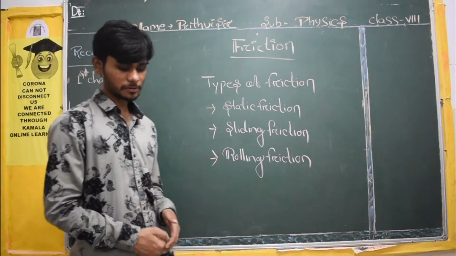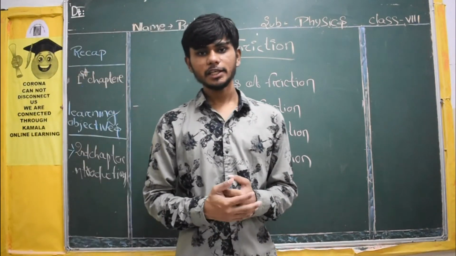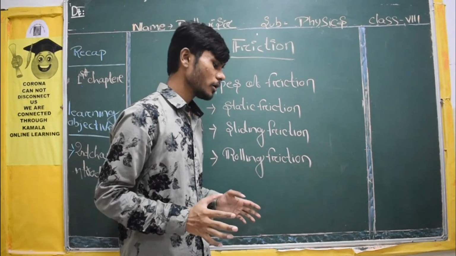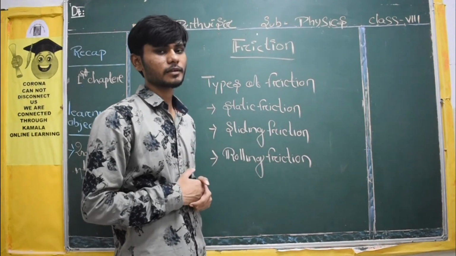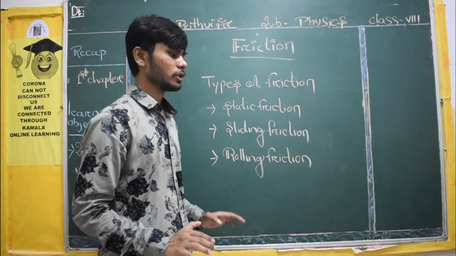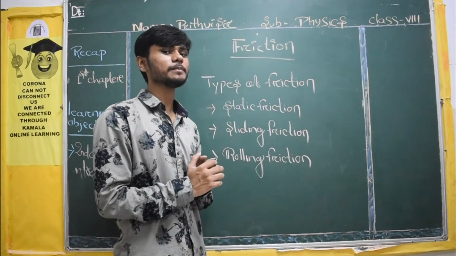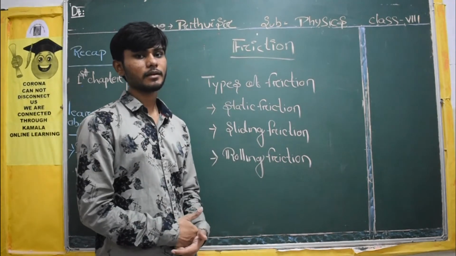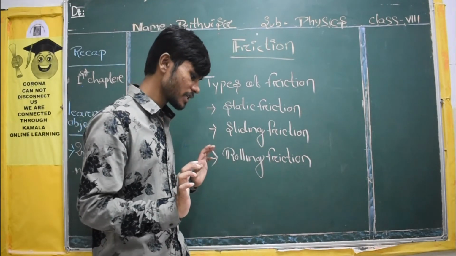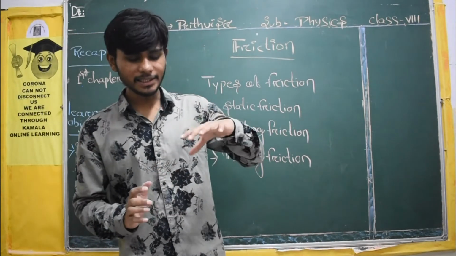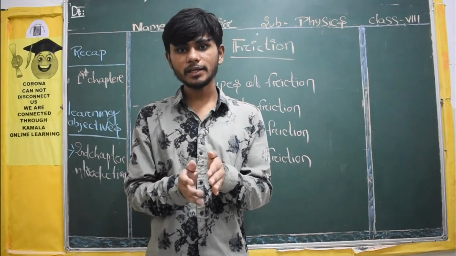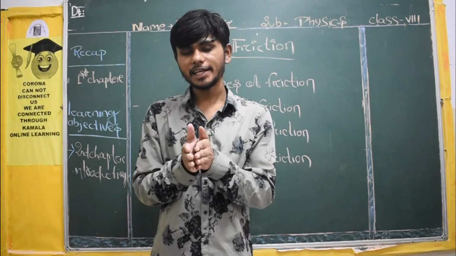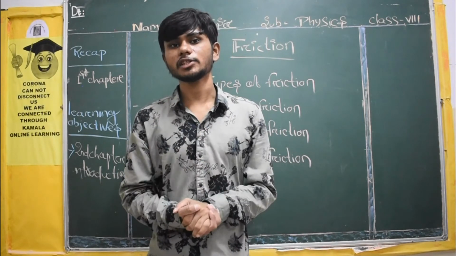What is static friction? See students, if a big box is there and you want to push that box, how can you push? You will apply force. As you can observe, at first you are applying force, but the box is not moving. After some time, the box will start to move. So at the instant where you are applying force but the box is not moving, that force is called static friction.